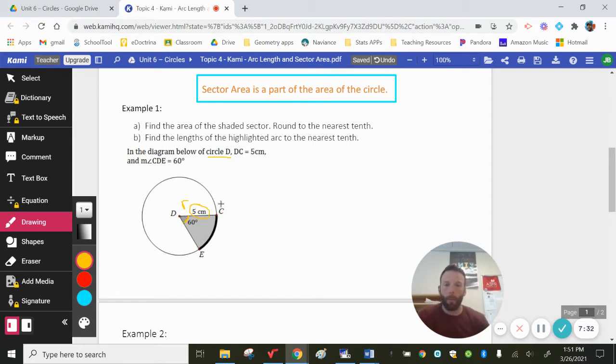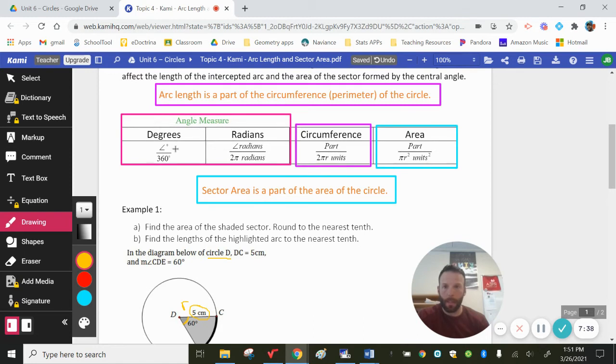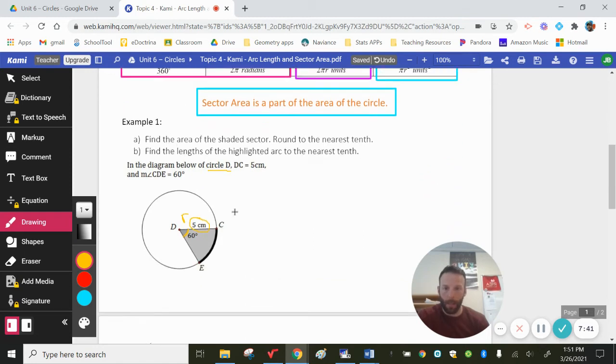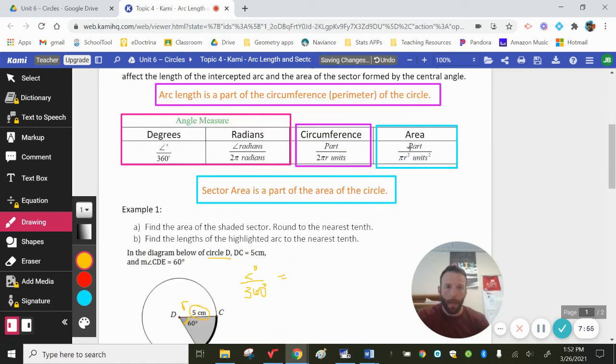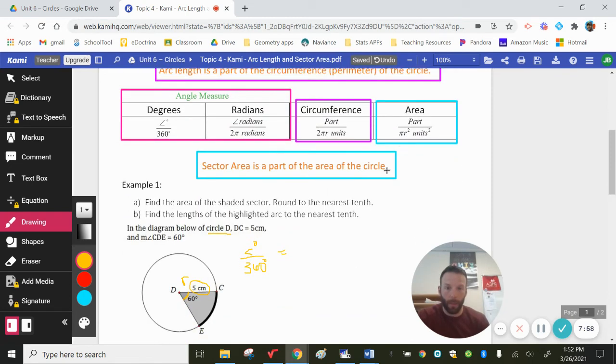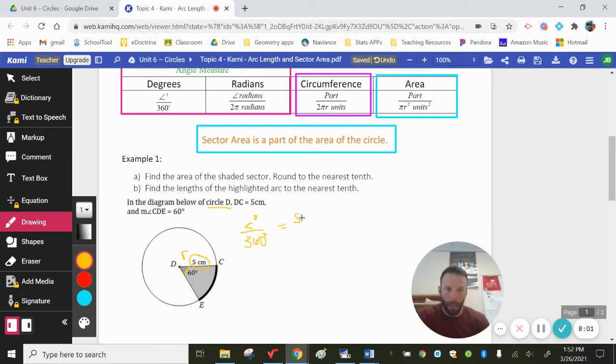We want to first determine what's the area of this sector. Since we're measuring our angle in degrees, I'm going to look at the angle measure in degrees. So for area here, we're going to say that the angle in degrees out of 360 degrees is equal to, now we're going to compare that to area. Area is the part of the area, which is what I'm looking for. So I'll say sector area out of pi r squared.